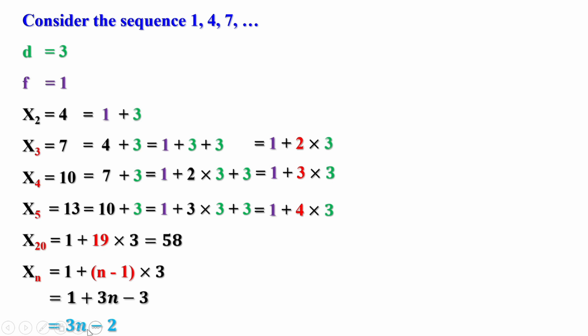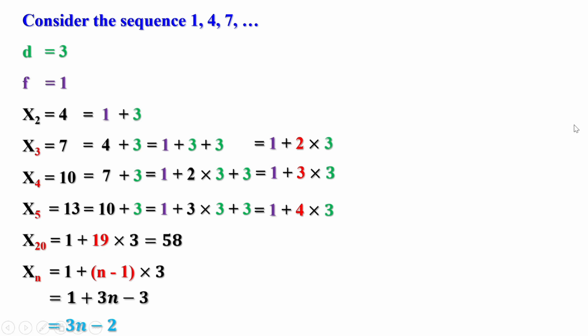When you give n equal to 1, we get 3 minus 2, the first term. When you give n equal to 2, we get the second term. 3 into 2 is 6. 6 minus 2 is 4. When you give n equal to 3, we get the third term. 3 into 3 is 9. Minus 2 is 7.